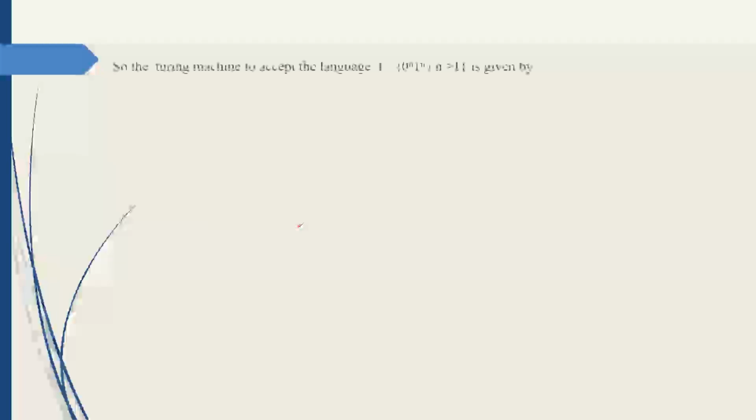So if you go on saying, as I said, the tape is of infinite length, so further it is going to be filled with the blank character itself. So these are the transitions defined.